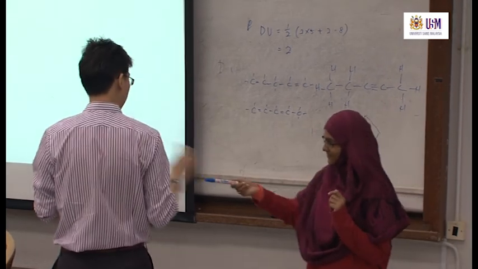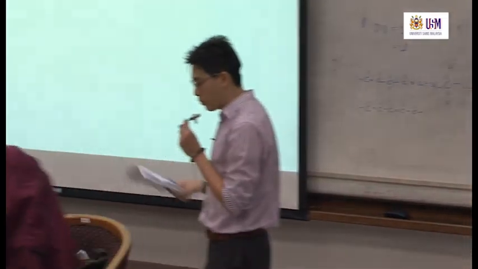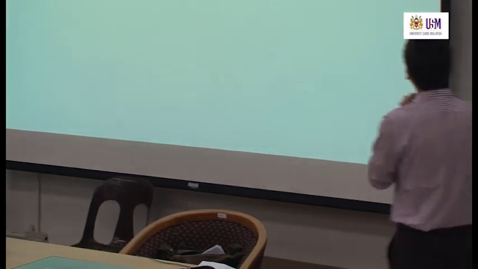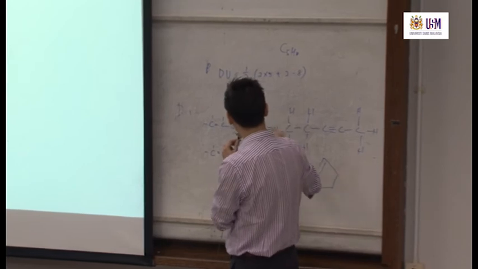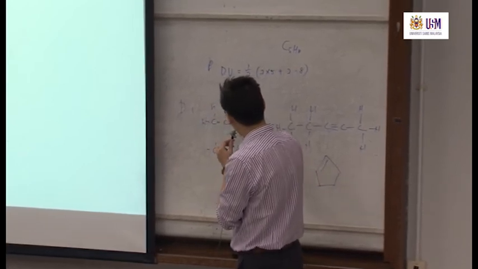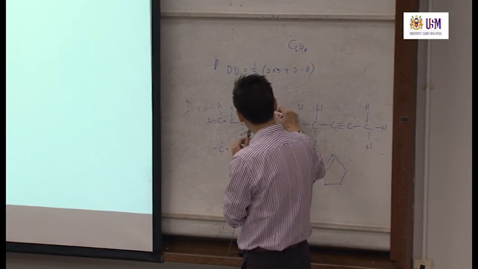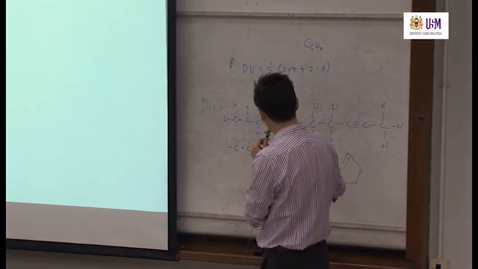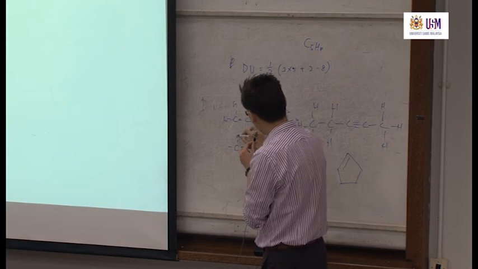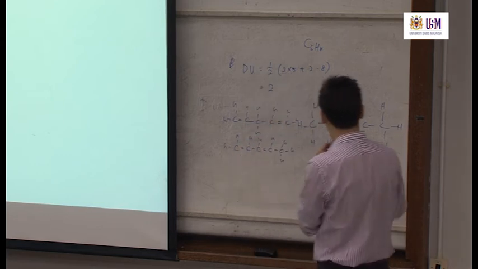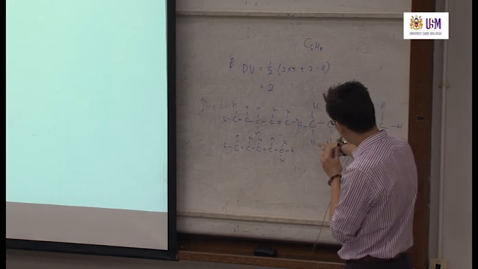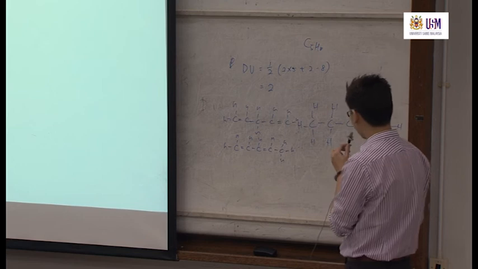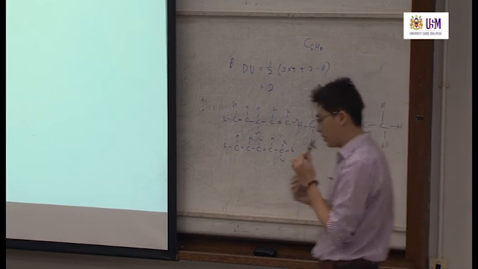Okay, good. A good try. Now we all have how many? What is the molecular formula? C5H8. Let's see how many H. 1, 2, 3, 4, 5, 6, 7, 8. So this one, 1, 2, 3, 4, 5, 6, 7, 8. And this one, 1, 2, 3, 4, 5, 6, 7, 8. Okay? So we have 4 answers. See whether correct or not.